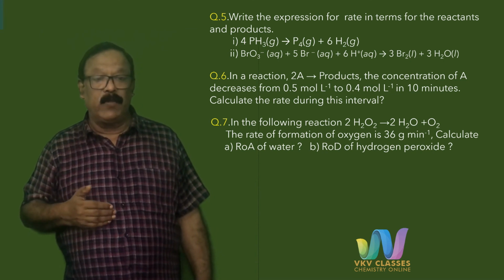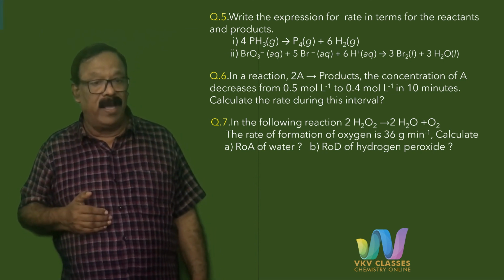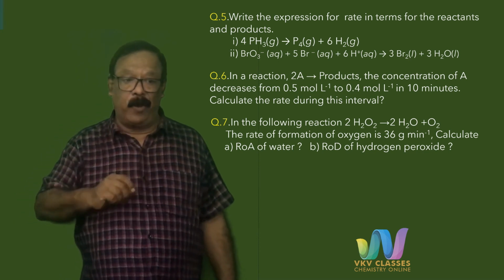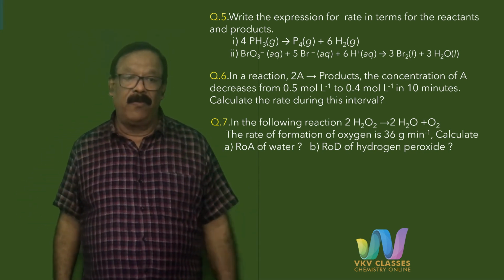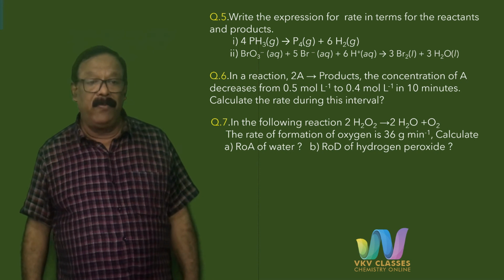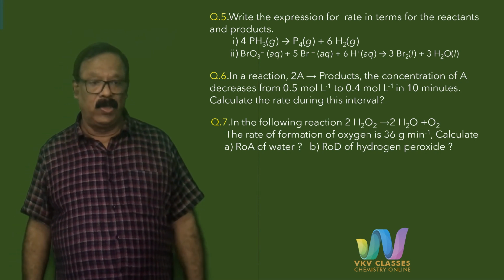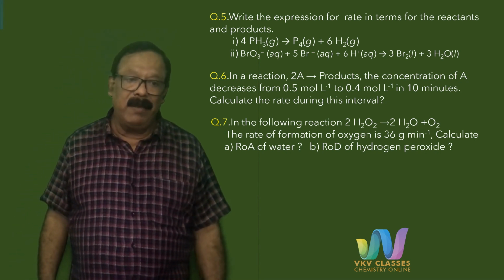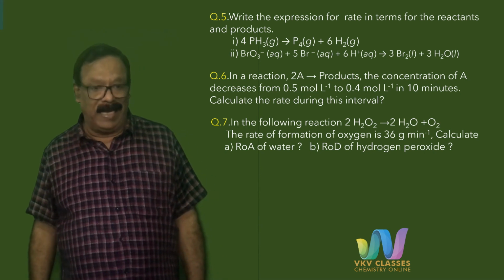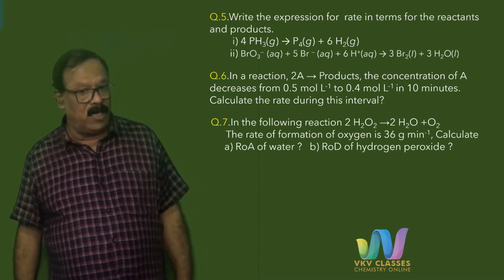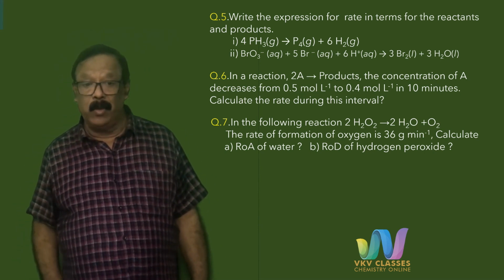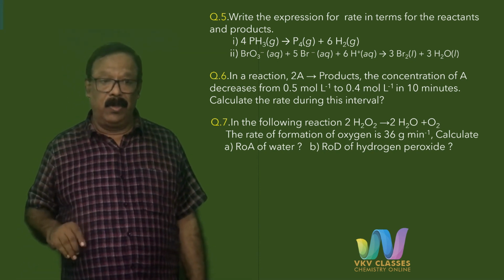So write the expression for rate in terms of the reactants and the products. First equation is 4PH3 gives P4 plus 6H2. Secondly, BrO3 minus plus 5Br minus plus 6H plus gives 3Br2 plus 3H2O.